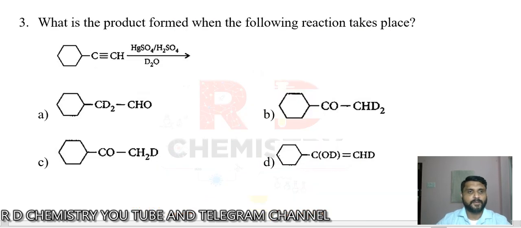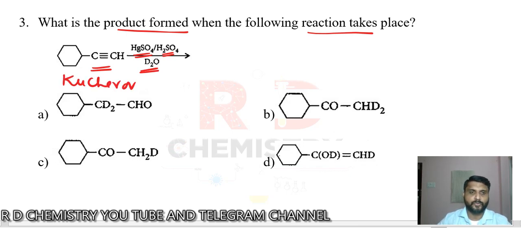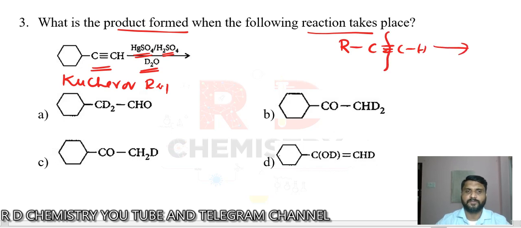The next question, what will be the product formed when the following reaction takes place? They are given an alkyne with mercury sulfate, sulfuric acid and D2O. This is the hydration of alkyne, also known as the Kucherov reaction. I'll give the idea behind this one. Suppose R, C triple bond CH is there, and in case of mercury sulfate and all those things, finally we are going to add a water molecule. Remember like this, you have to add the water molecule like this. So we'll get R C double bond O CH3.